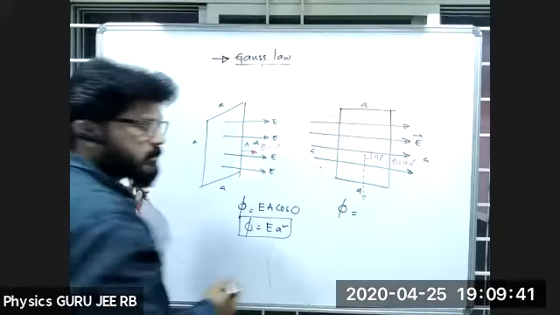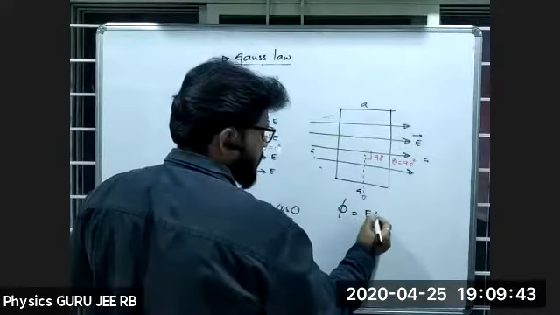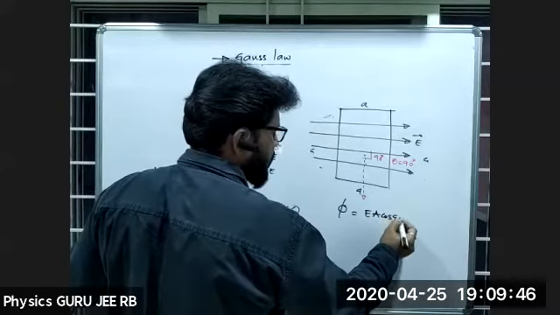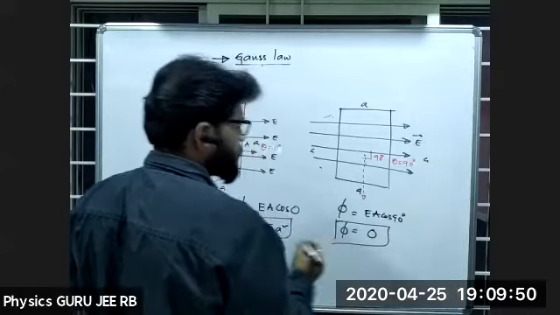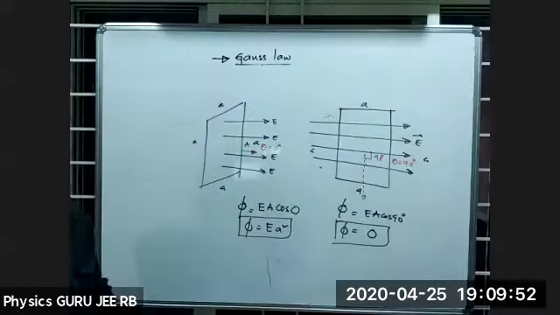Next, if I go for this one, EA cos 90, phi is equal to 0. That's all. Hope that you got it. If you have any doubt, let me know to understand this one, then I'll give a problem. I'll take a screenshot. Then we'll proceed.